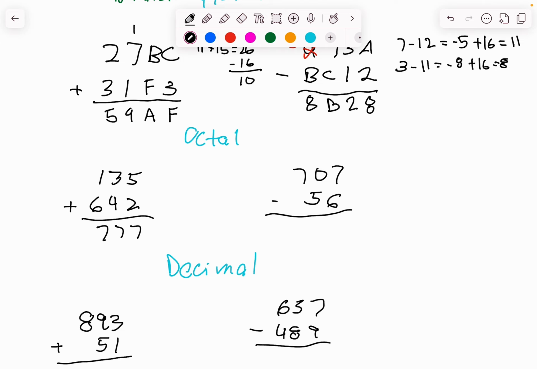With subtraction, we just have to make sure that we don't go over 8. So 7 minus 6 is 1. Then we borrow from over here and turn that into a 6, and we change this 0 to an 8. Then 8 minus 5 is 3. And then we have 6.